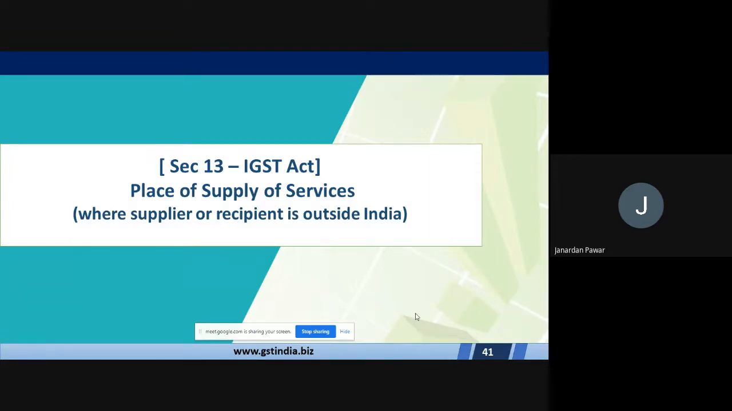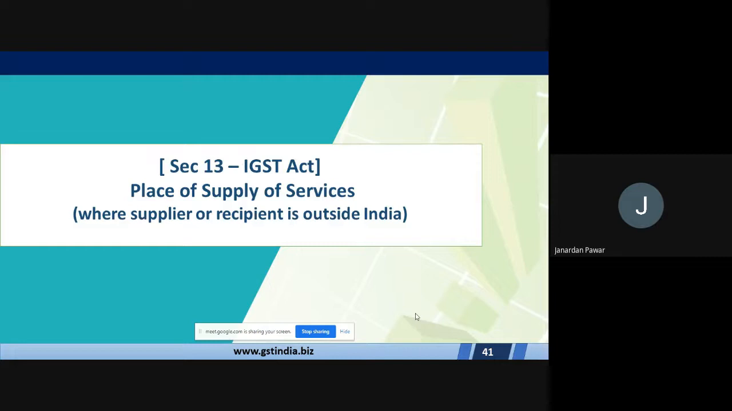In section number 12 of the IGST Act, we have seen place of supply of services, the same point, but the condition was different. The condition was where the supplier and recipient both are from India, but here, the supplier or recipient is outside India. Out of these two, one is not from India. Sometimes the supplier is not from India, sometimes the recipient is not from India. This is the situation. So under this section 13, we are going to talk about place of supply of services and how the place of supply is decided in this particular case.